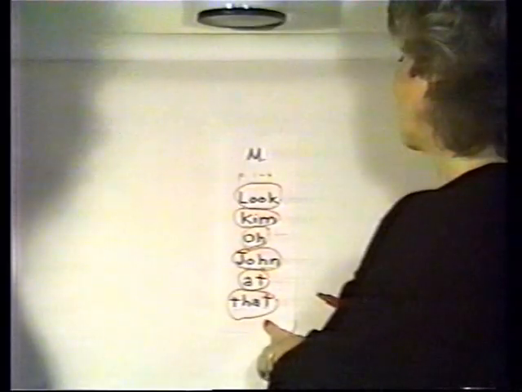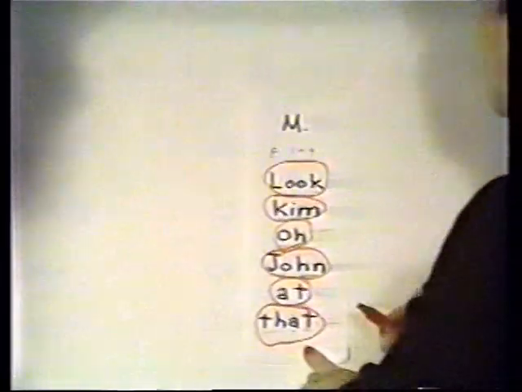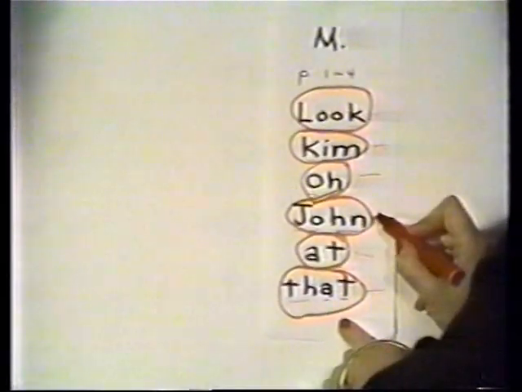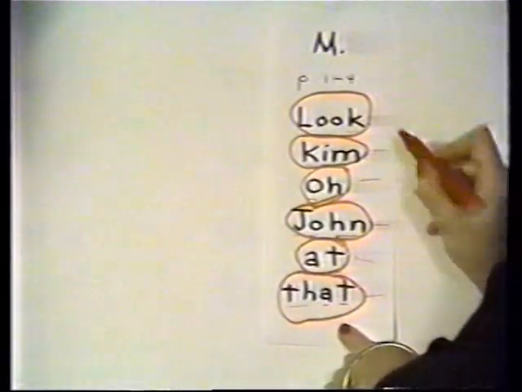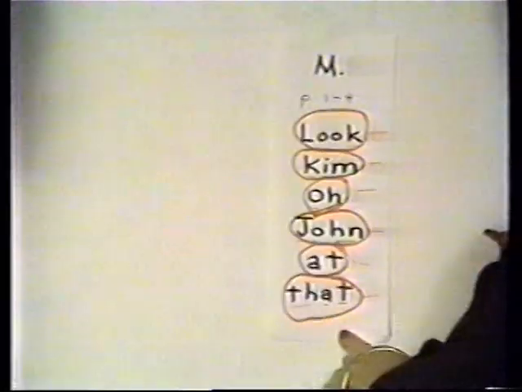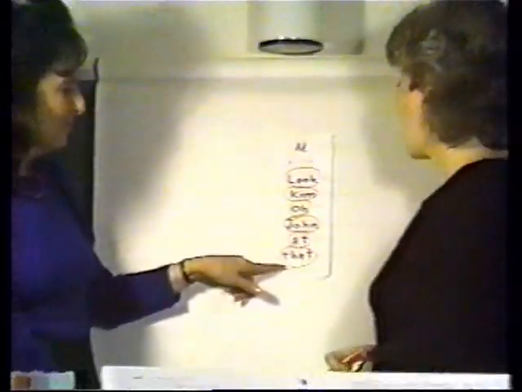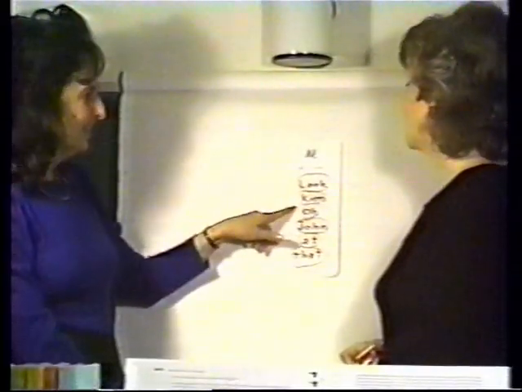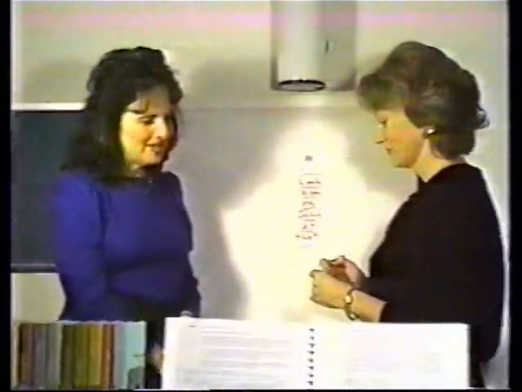Which word is that? Kim. John begins on. Look. Ooh. Now, would you please read the list backwards? That, at, John, O, Kim, look. Very good, and you may go back to your seat.